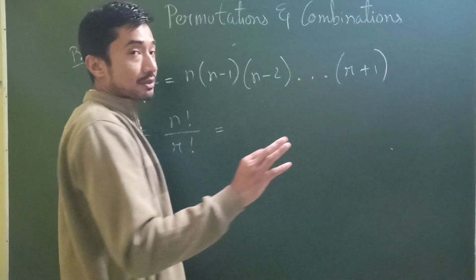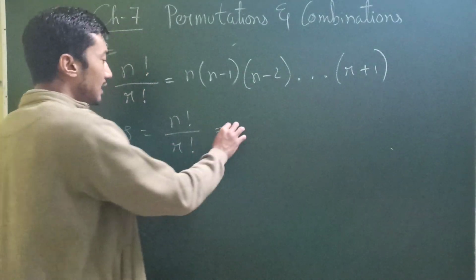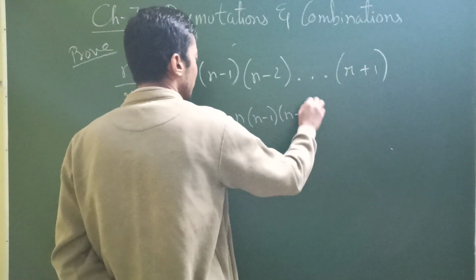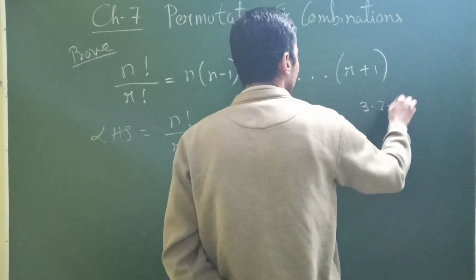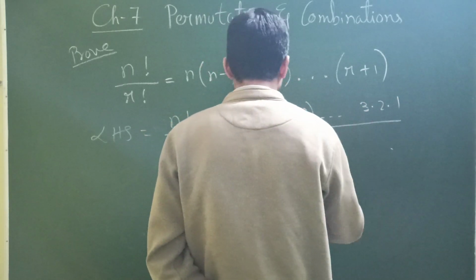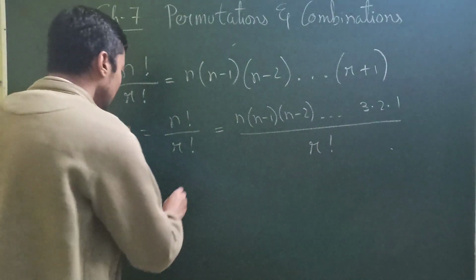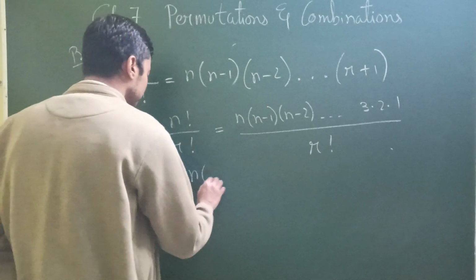Now, I will start expanding. This is a general concept, so please try to understand. N, I'll expand: n, n minus 1, n minus 2, dot dot dot, 3, 2, 1. R, I will not expand. I will let it be. There is a reason behind that. Now, see, nobody knows what is the value of r.